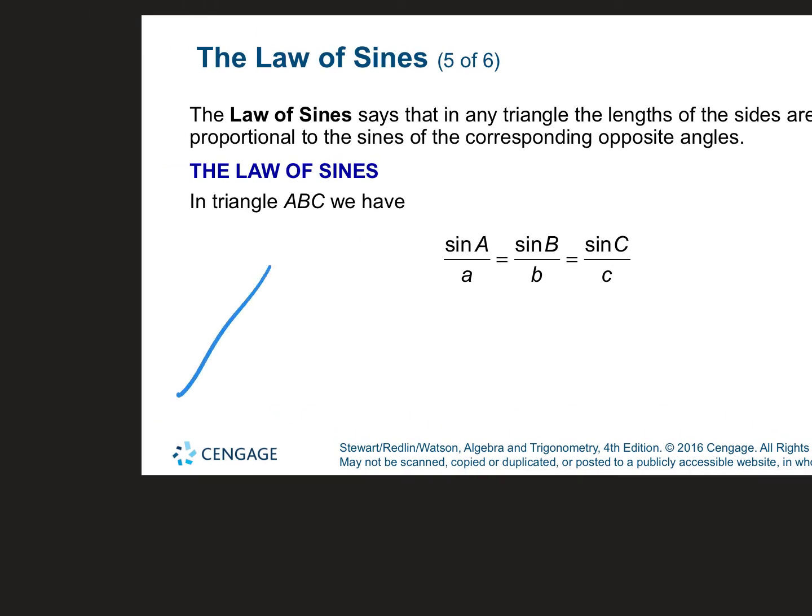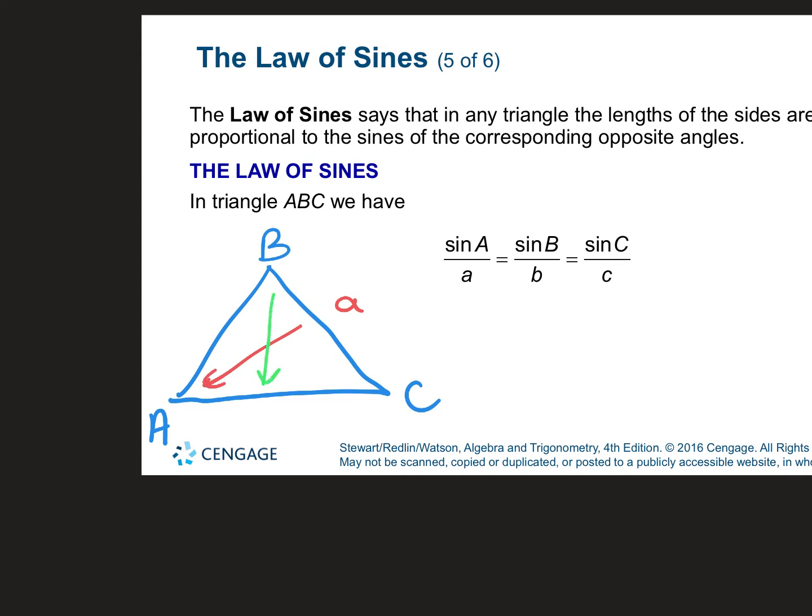If there's not a picture drawn, I suggest that you draw one. I draw my oblique triangles the exact same way every time, and I label them the same way every time. I put A here, I put B here, and I put C there. Notice that I labeled my angles with capital letters. Angle measures are capital letters, and they will have a degree sign with them. Now I'm going to use the word corresponding a lot. Corresponding sides and angles are across from each other. So side A is across from angle A.